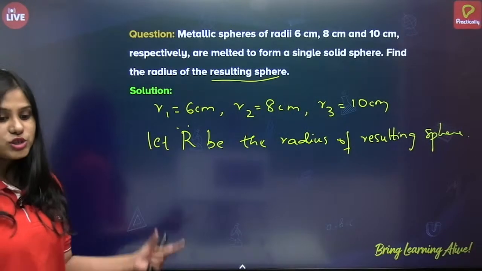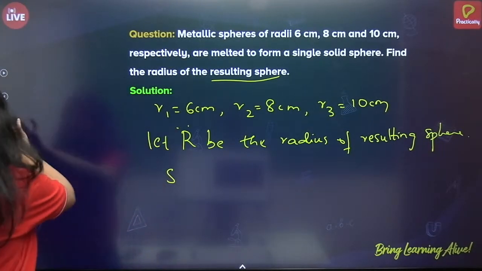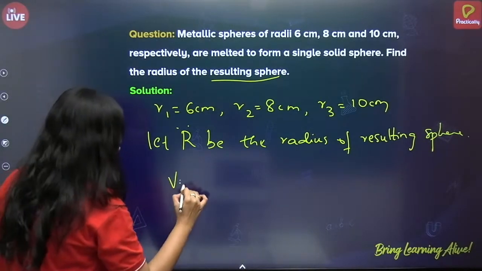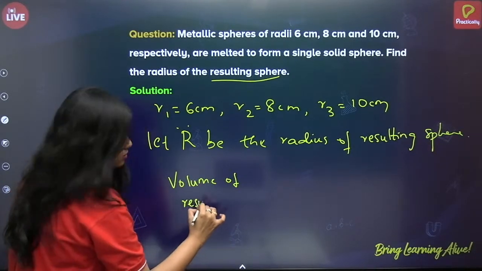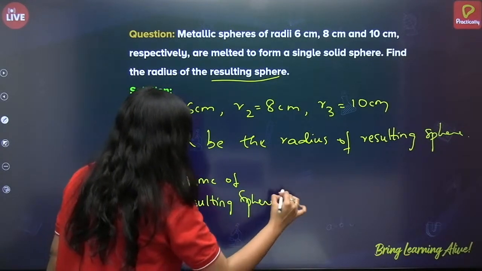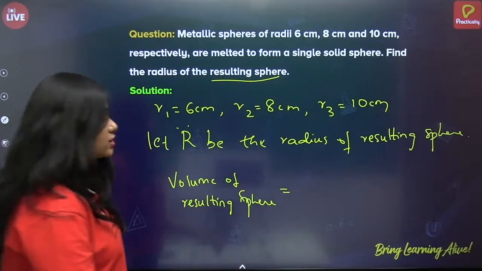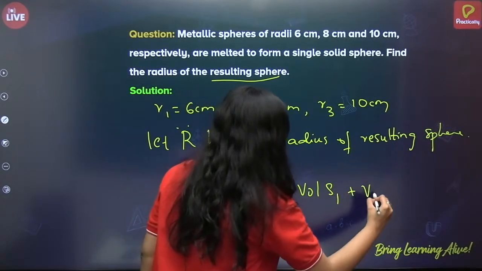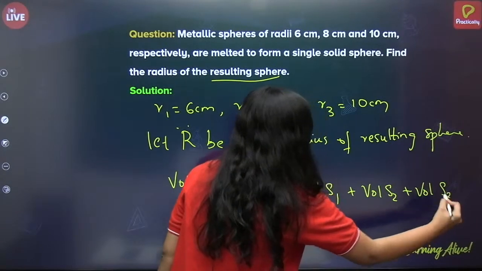Correct? Now just substitute the formula. Volume of the resulting sphere is equal to the sum of the volumes of all these three spheres. So you can write volume of sphere 1 plus volume of sphere 2 plus volume of sphere 3, right?